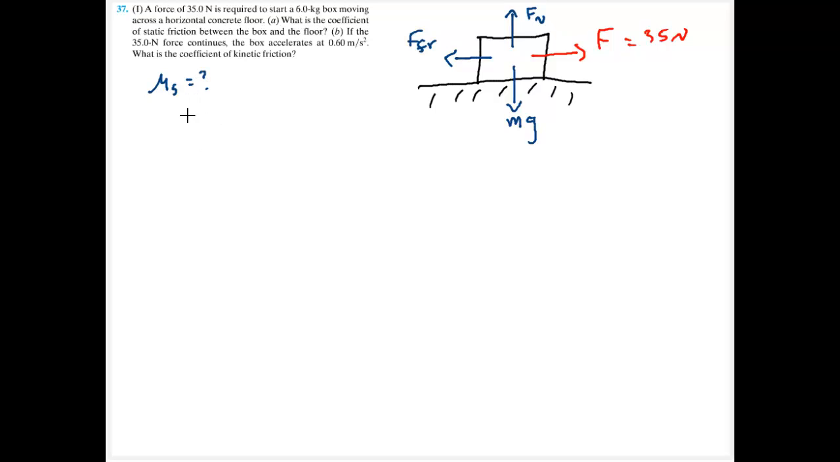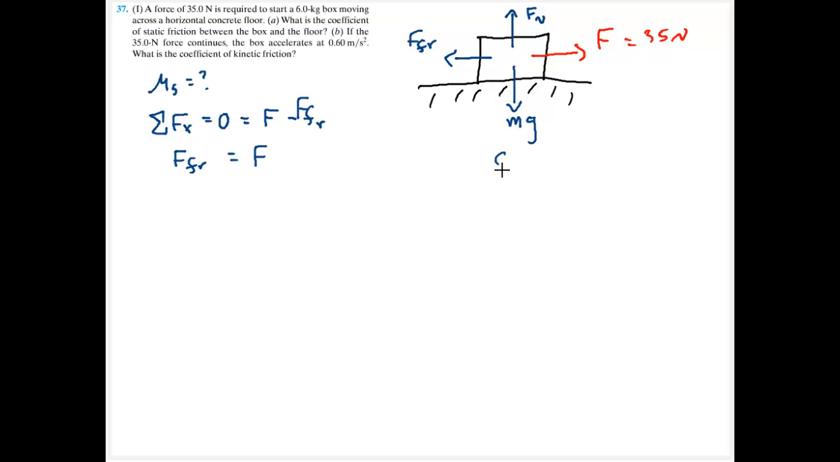Well, first thing I can do is I can say this box is not accelerating, so I can write Newton's laws in both the x and the y direction. Sum of the forces in the x direction must be equal to 0. I'm going to have my force in the positive x direction, and I have friction in the negative x direction, so I'm going to put a minus sign right there. So that tells me that my force due to friction must be equal to the force that I applied to it, which is going to be 35 newtons.